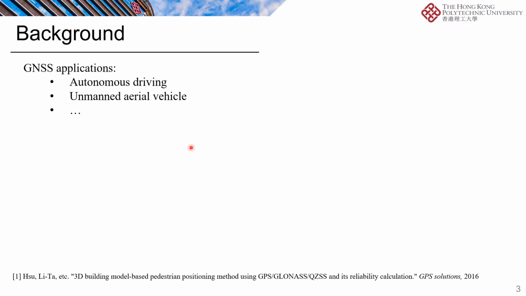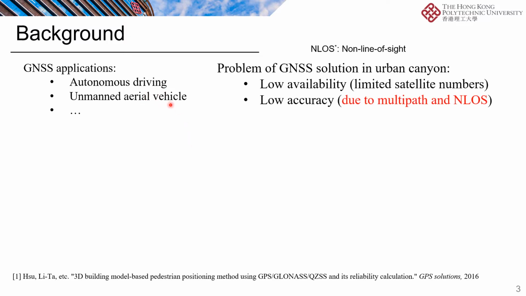GNSS is widely used in many applications such as autonomous driving and unmanned aerial vehicles. However, there are two key issues in urban canyons. The first one is low availability due to the limited satellite numbers. The second one is low accuracy due to the multipath and NLOS.